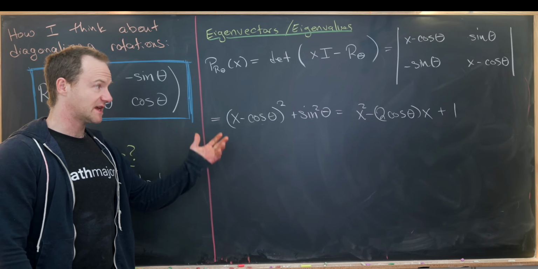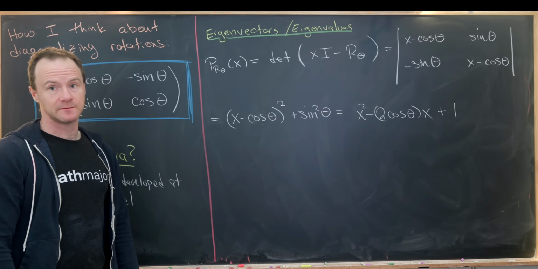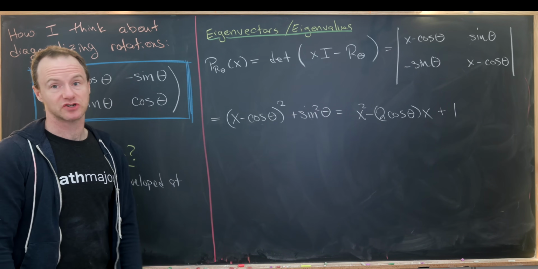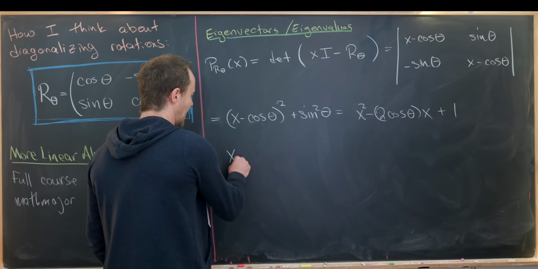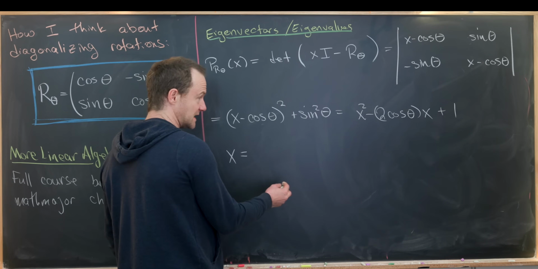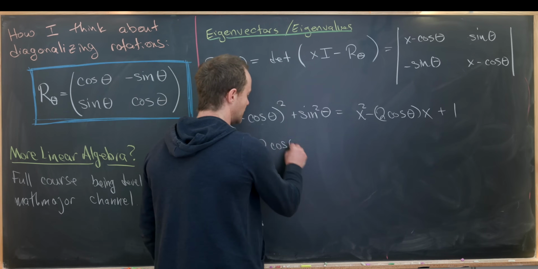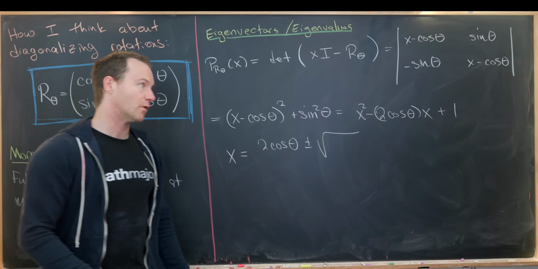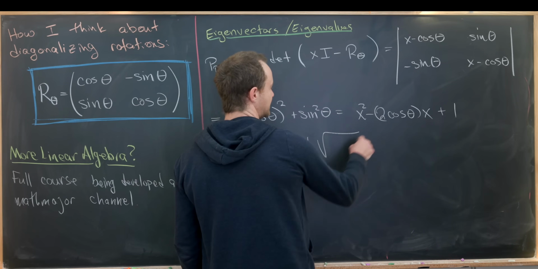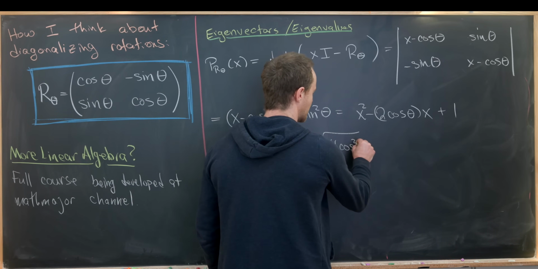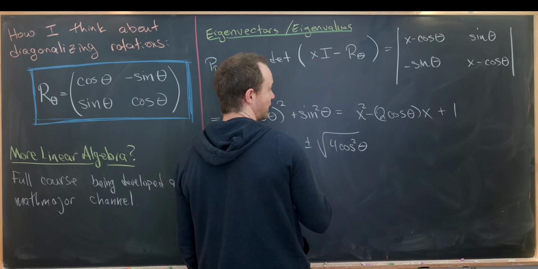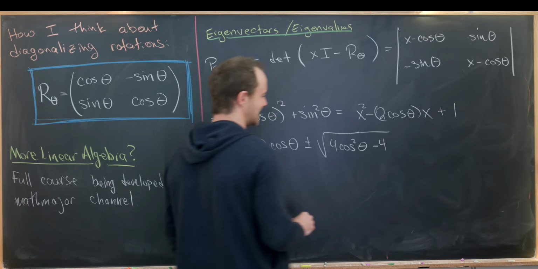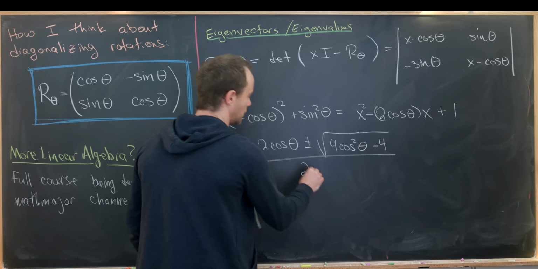Now, like I said, we'd like to find the roots of that. We can find the roots by using the quadratic formula. So x will be equal to negative b, so that'll be 2 cos theta, plus or minus the square root of b squared minus 4ac. Our b squared term will be 4 cosine squared theta, and minus 4ac will be minus 1 times 4, so minus 4. This is all over 2.